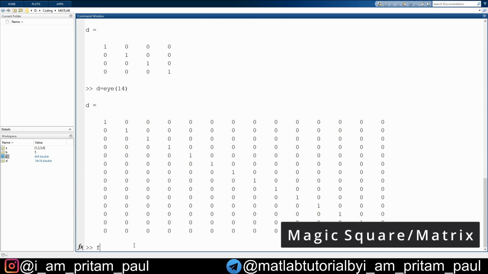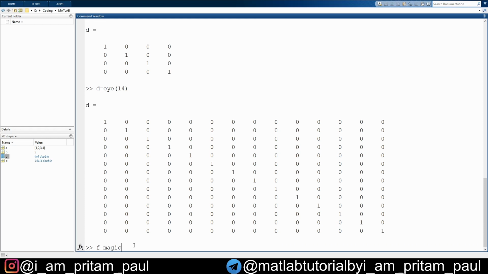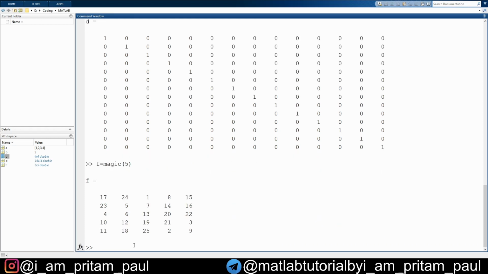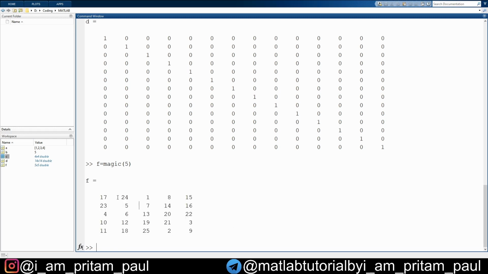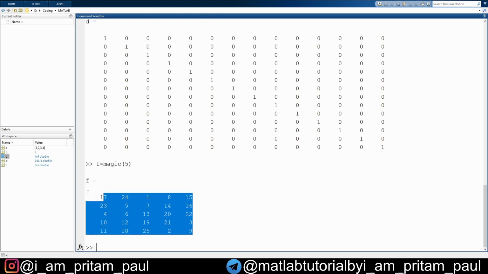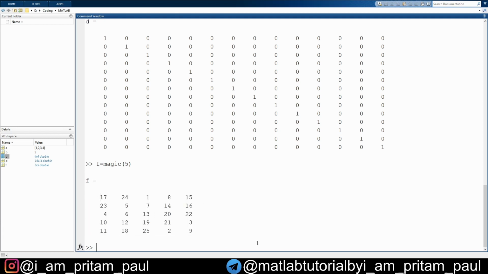Now let's talk about the magic. So F equal to MAGIC, magic of 5. That means the magic square will be printed out in the shape of matrix. In case of MATLAB, everything is represented as matrix. So the magic square you can imagine, a 5 by 5 magic square. So these are the special matrices which I wanted to discuss.